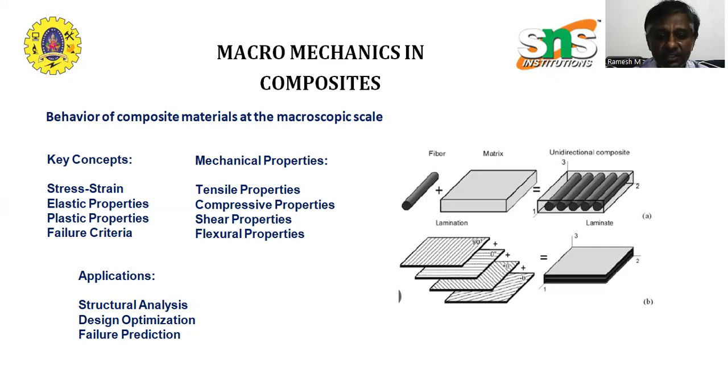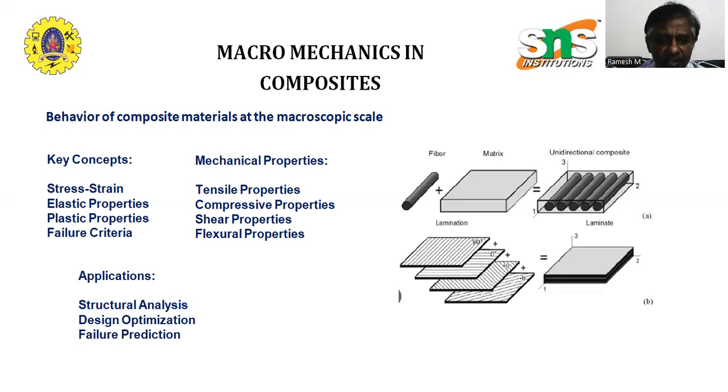Then failure prediction is a very important phenomenon, how much strength it can withstand. Accordingly, you have to utilize the macro mechanics to predict the failure of composite structures under various loading conditions. Accordingly, we have to design. So these are all the applications. So by understanding these macro mechanics in composites, we can predict the behavior of composite materials and structures and optimize the design and ensure safe and reliable performance.